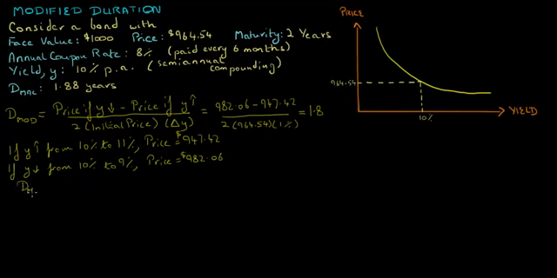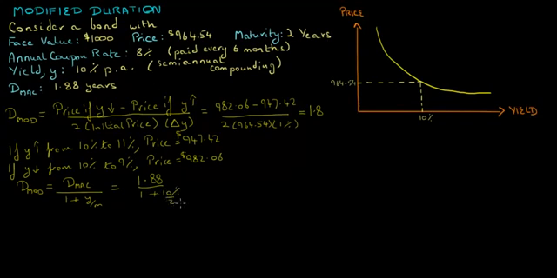Another quick way to calculate modified duration is by taking the Macaulay duration and dividing it by 1 plus the yield to maturity divided by M, where M is the number of times yield is compounded in a year. And in our example, this equals Macaulay duration of 1.88 years divided by 1 plus the yield of 10% divided by 2, since it's semi-annually compounded. And this equals 1.8, which matches the modified duration we got earlier.